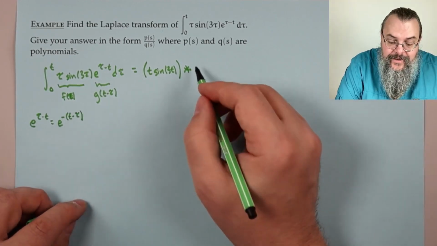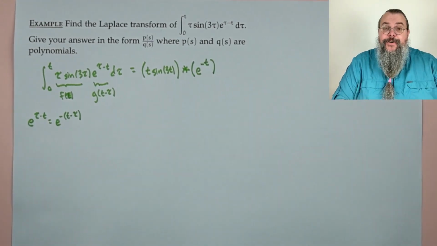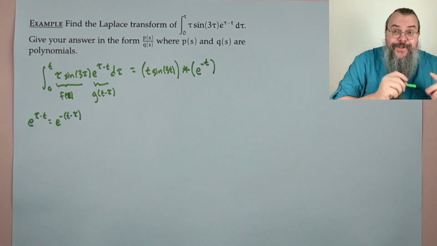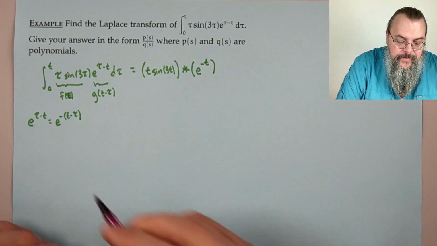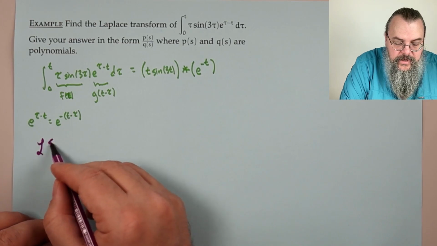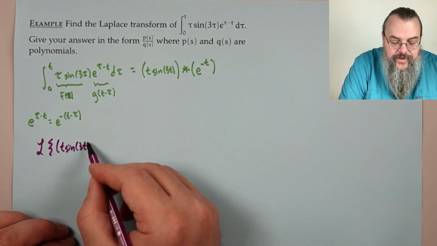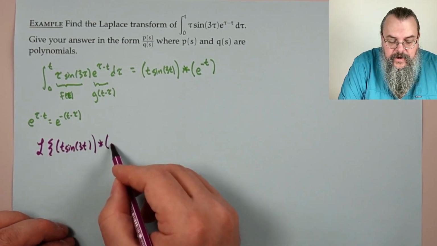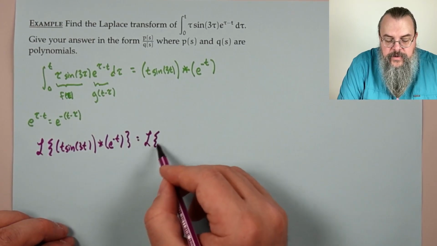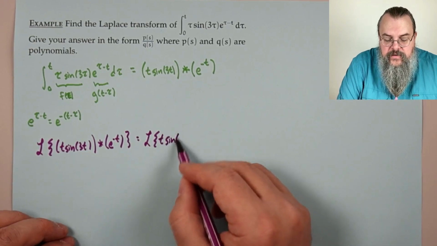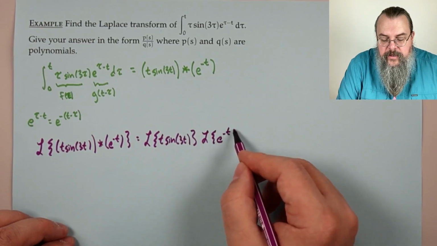Okay, so this is really convolved with e to the minus t. And now we say, hey, we have ways to do Laplace transforms of convolutions. So what do we have? Well, the Laplace transform of t sine 3t convolved with e to the minus t is the product of doing them each individually. So t sine 3t and e to the minus t.